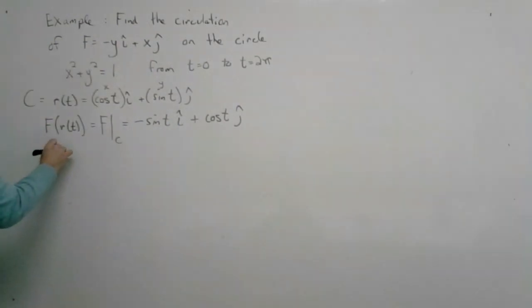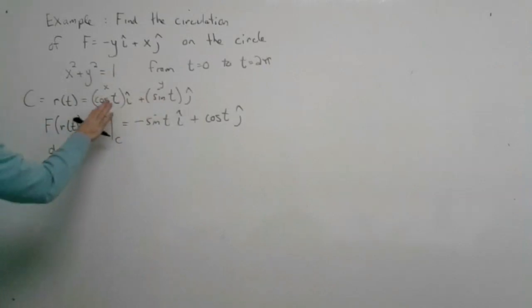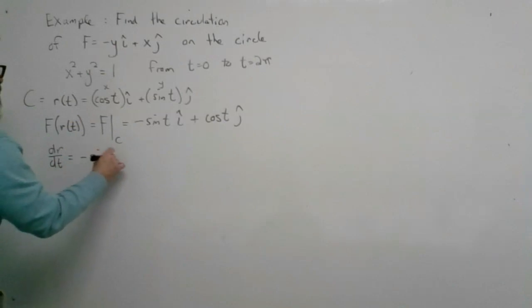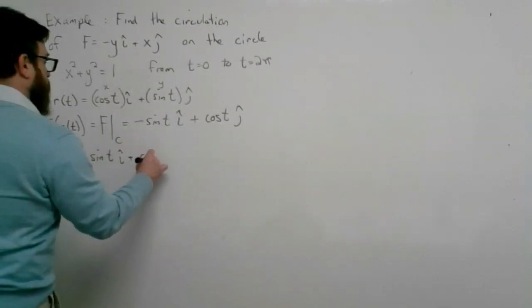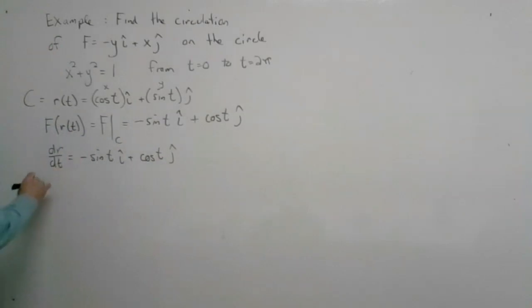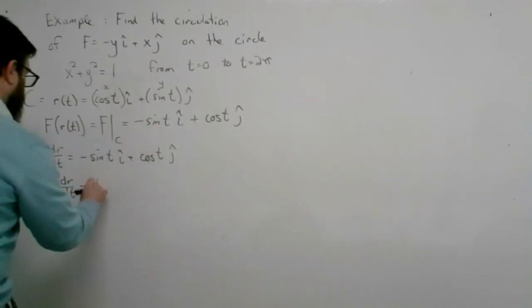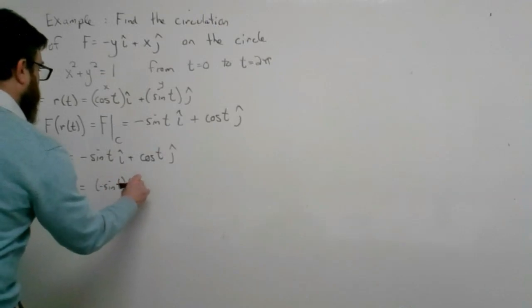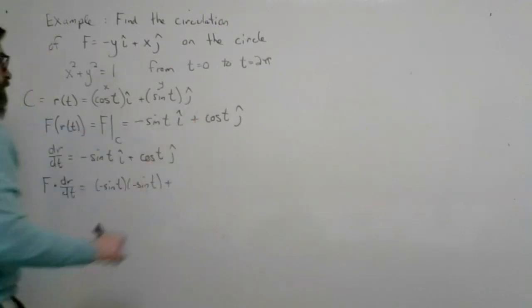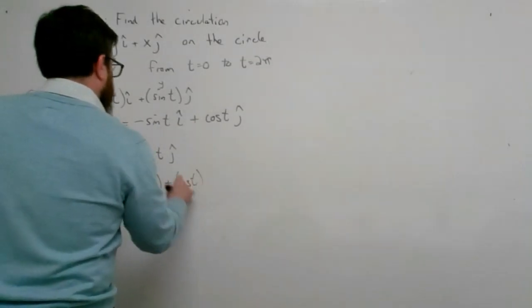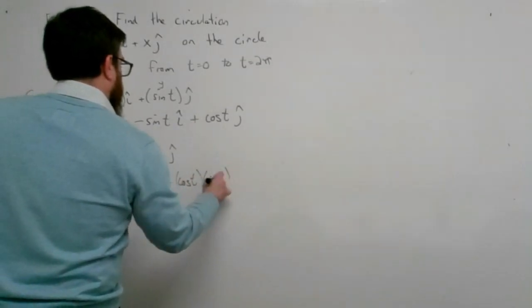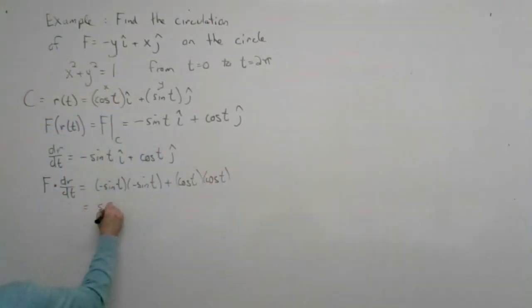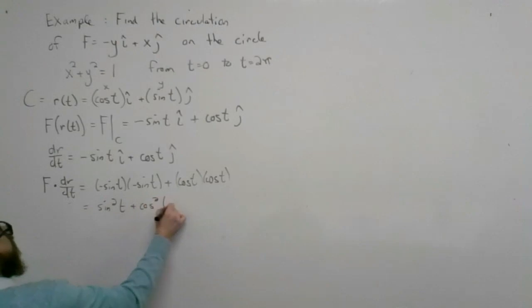I'm also going to need to know what dr dt is. Well, the derivative of this vector function r is minus the sine of t i, since the derivative of the cosine is minus sine, and the derivative of the sine is cosine of t j. And last, I'm going to have to find their dot product. So what is F dot dr dt? Multiplying, it's negative sine of t times negative sine of t, plus the product of the next one, cosine of t times cosine of t. So we get sine squared of t plus cosine squared of t, which is just 1.